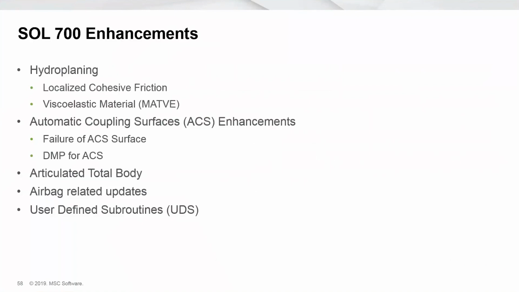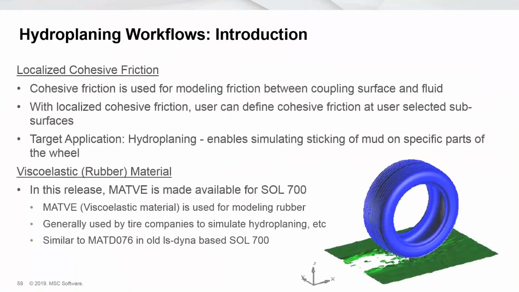And then we've added some minor enhancements to airbag-related features, and also including a human dummy model in your explicit simulations, typically used for crash simulations. And we've also added our user-defined subroutines, which a lot of the users use inside of Nastran. Other solution sequences, now we're supporting those for Solution 700 as well.